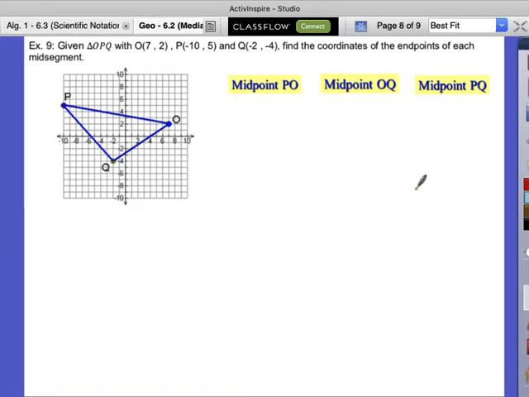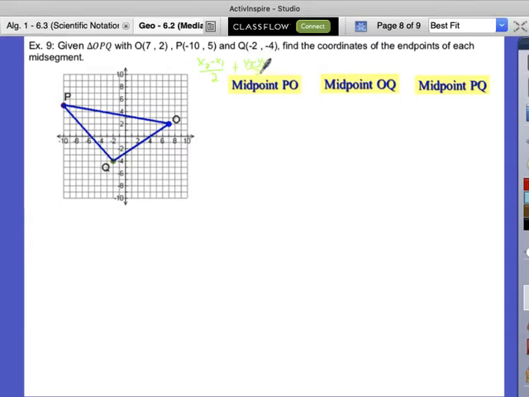So the closest idea I've heard so far for a midpoint was x2 minus x1 over 2. It's not quite right, Eva. x2 minus x1 over 2 plus y2 minus y1 over 2. Okay, so you're saying y2 minus y1 over 2.